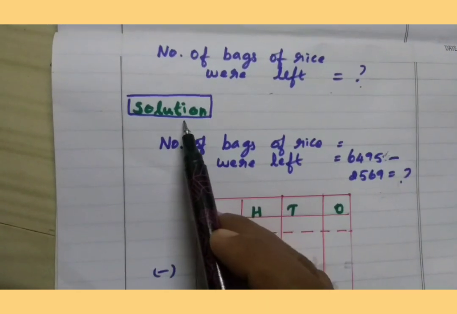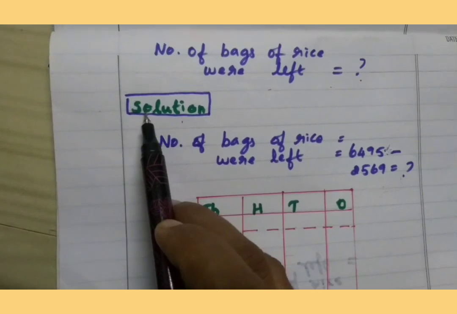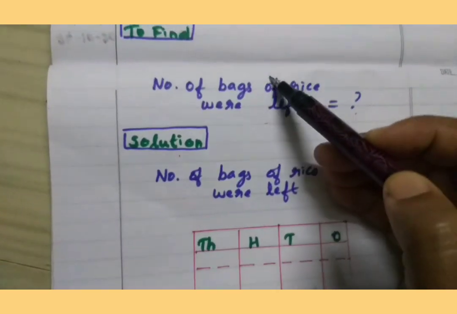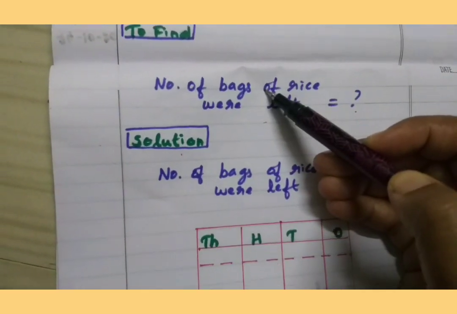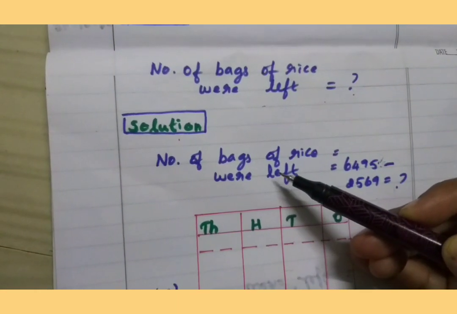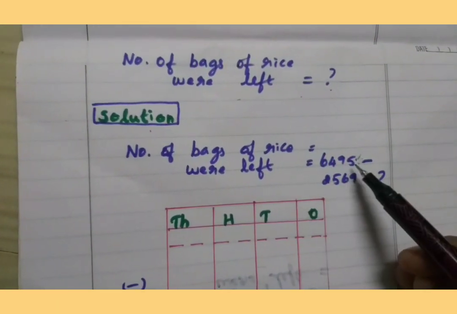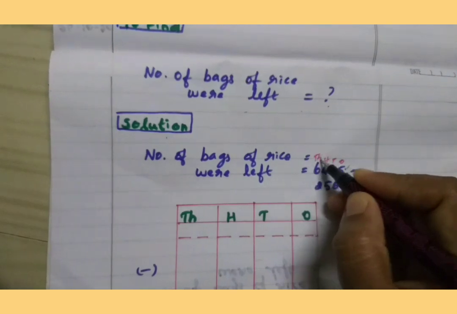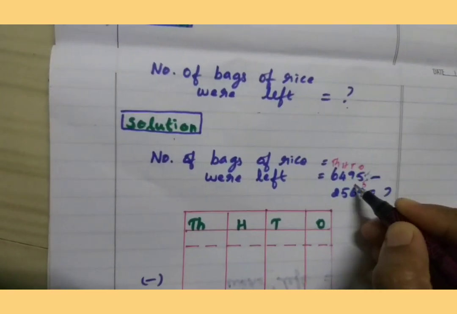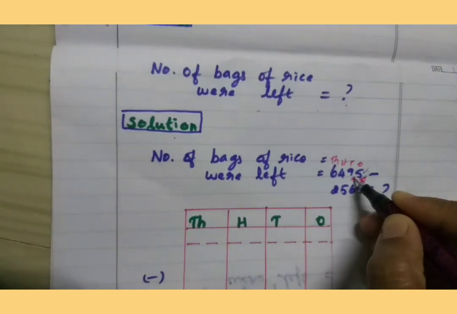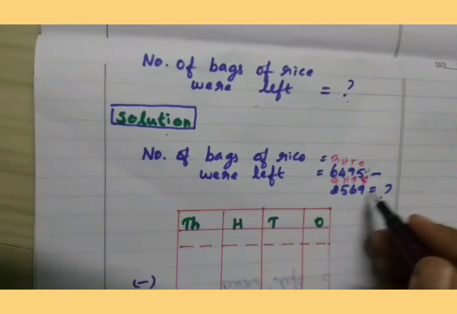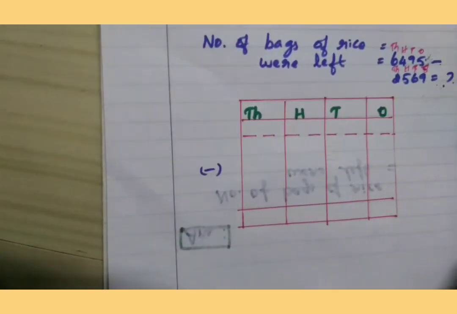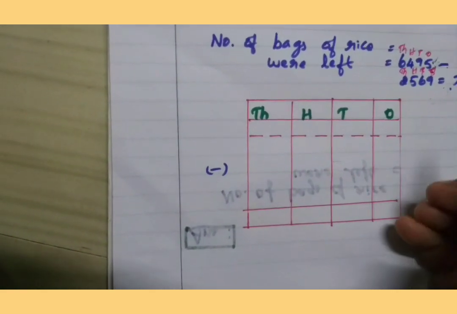Then the third heading is solution. What is the spelling of solution? S-O-L-U-T-I-O-N, solution. So again the same statement: whatever statement you wrote in the "to find", you should write the same statement in the solution part also. And in that part you should write the numbers given, 6,495 and 2,569. Here only you write the numbers, put the minus symbol and equal to question mark. Here you should take out these two numbers and do the sum separately.